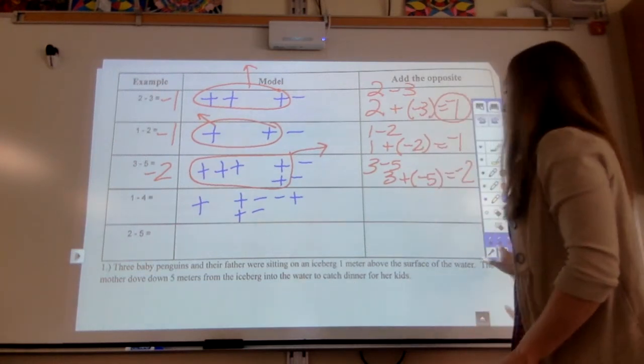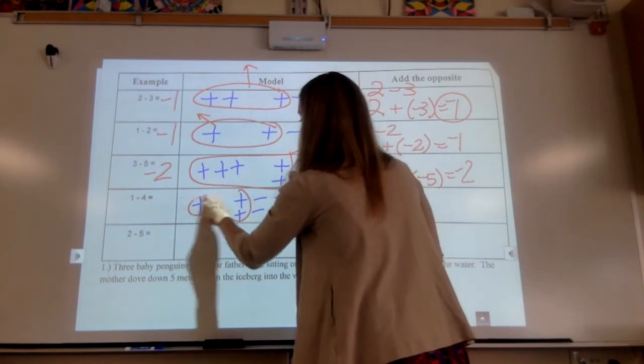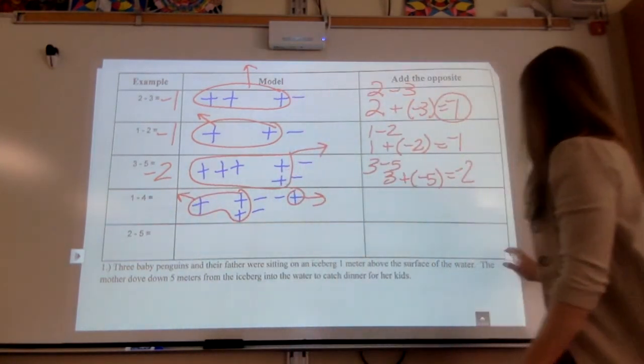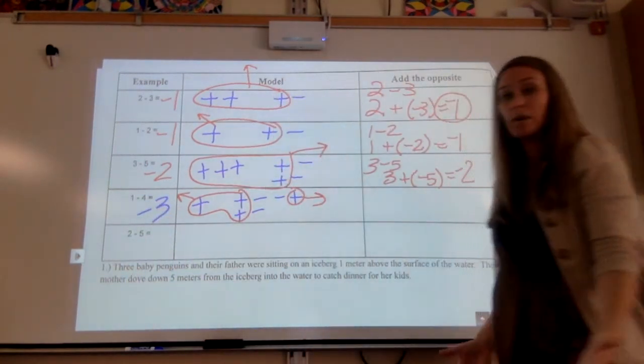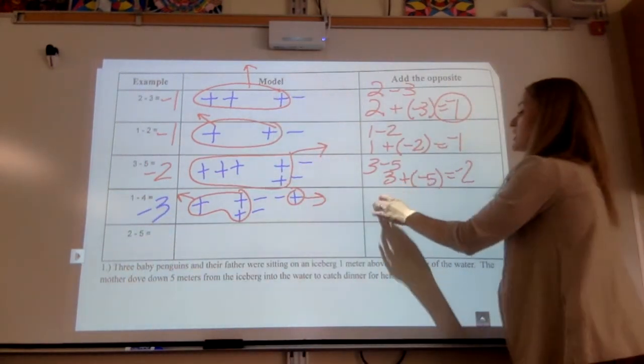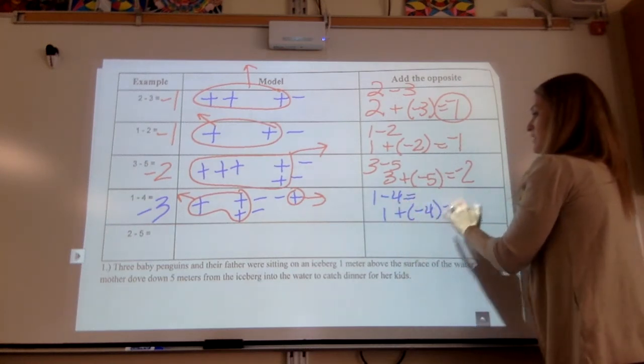Can I take away 4 positives now? Sure. 1, 2, 3, 4, take them away. What's left? Hopefully you're saying 3 negatives, because 4 minus 1 is 3. I'm going to rewrite that as 1 plus a negative 4, and that gives me negative 3.